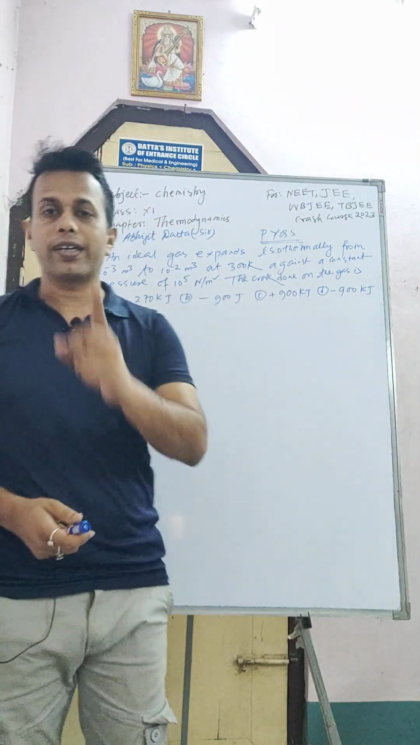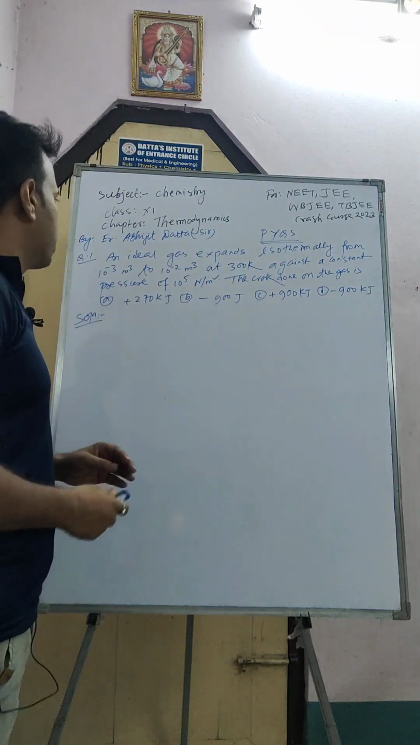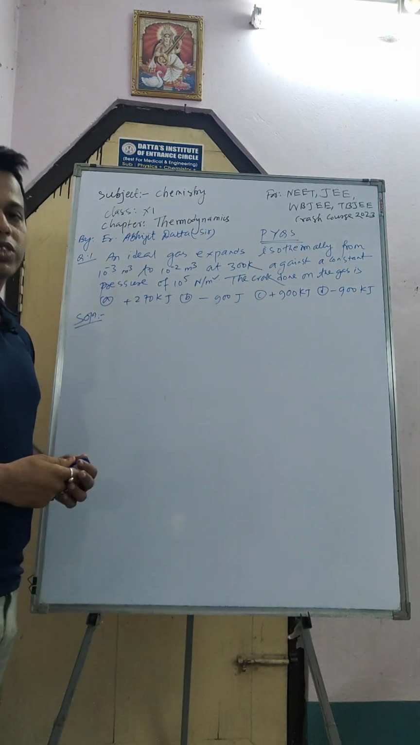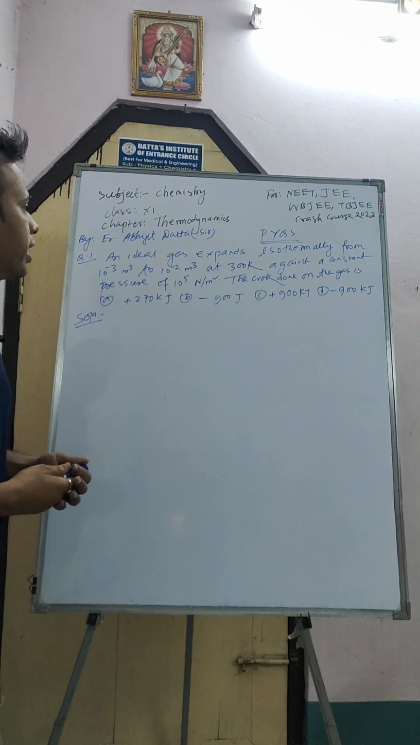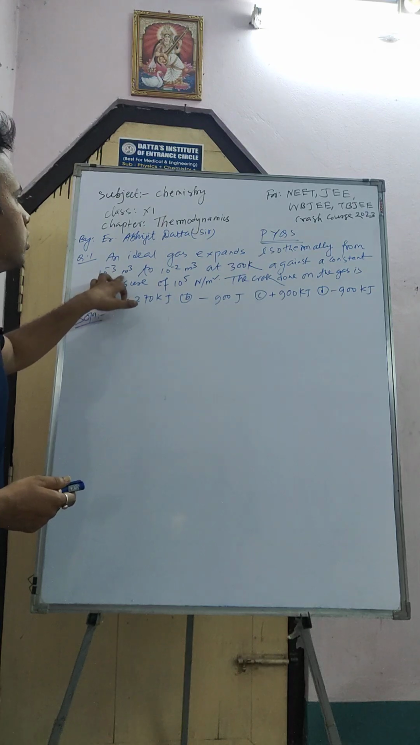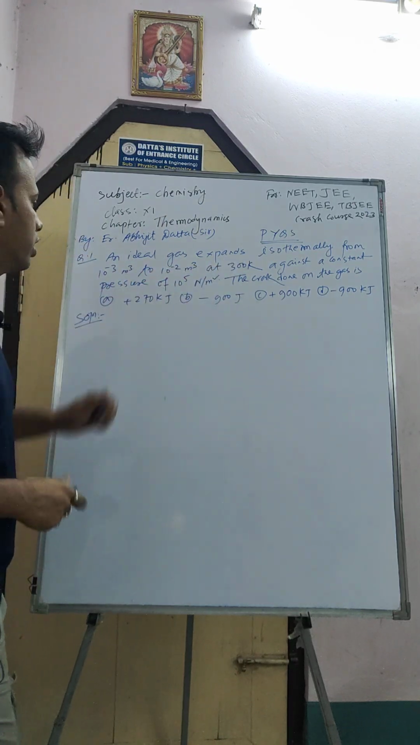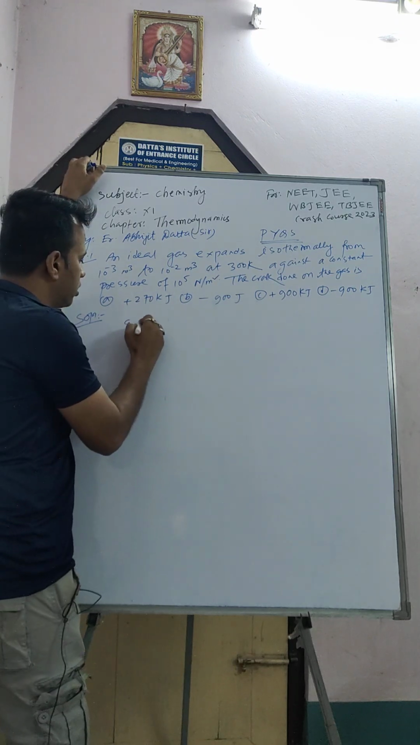So today I will take another class from chemistry, that is from thermodynamics. Okay, thermodynamics. So our first question is: an ideal gas expands isothermally from 10 to the minus 3 meter cube to 10 to the minus 2 meter cube at 300 K. Okay, so what is given here?